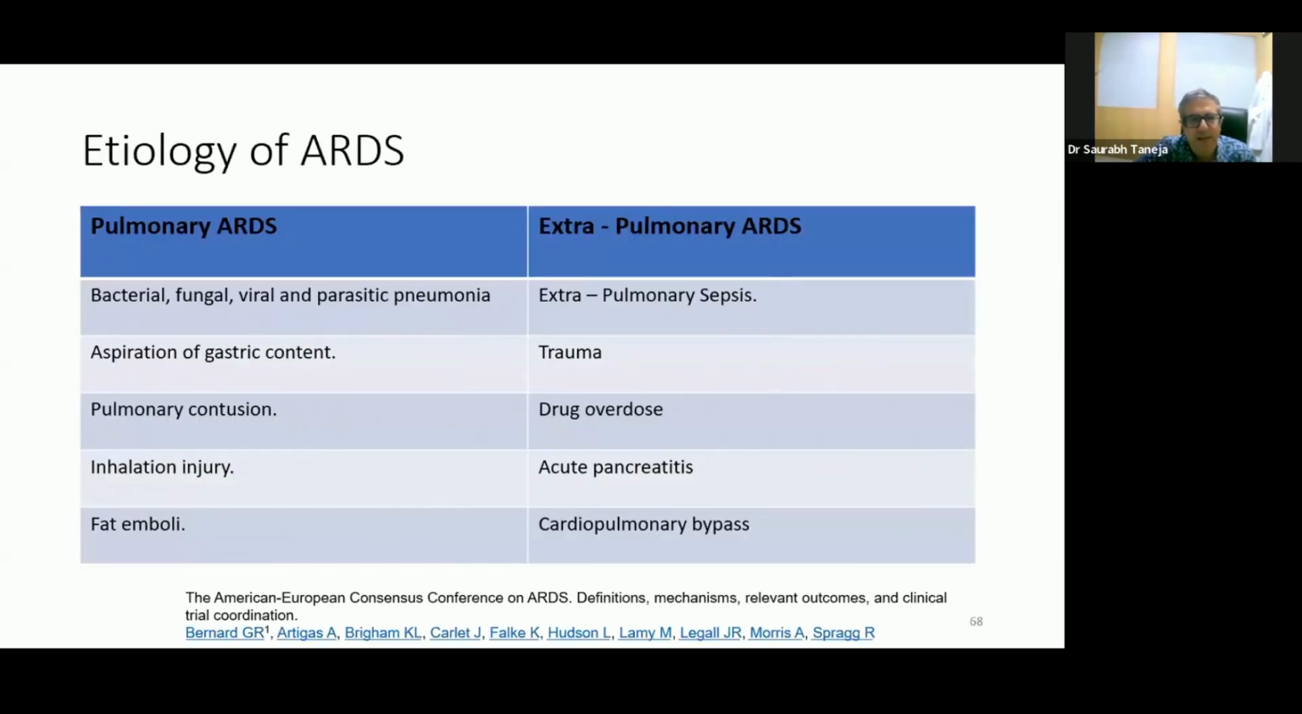Both kinds of lung injuries behave in a different way. So when you have a patient, you should try to distinguish between the two types of ARDS, at least the pulmonary and the extrapulmonary ARDS.